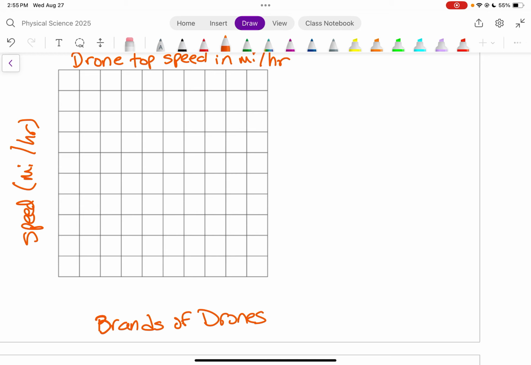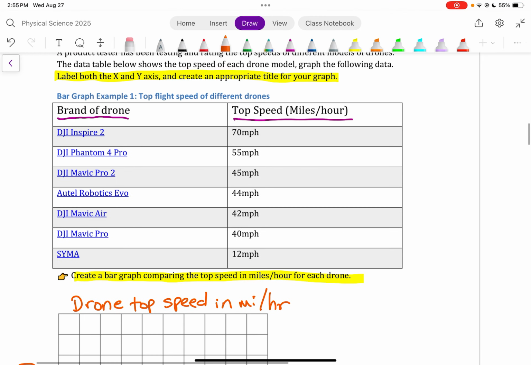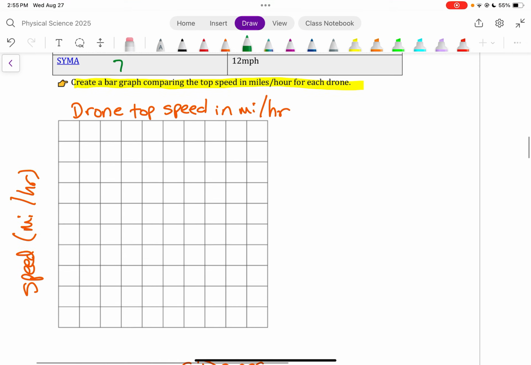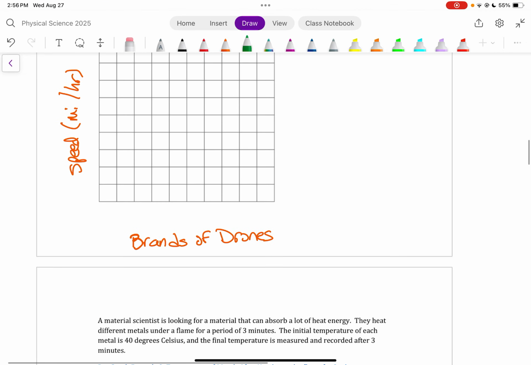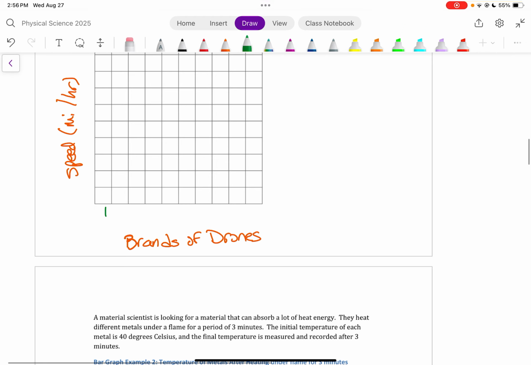Now in terms of axes, I've got to do a little bit more labeling. Notice I've got all these names of drones. I don't want to actually put all of those names there, so I'm going to simplify things. Watch what I'm going to do. I'm just going to give them numbers 1 through 7. Rather than having to write the DJI Inspire 2, I'm just going to number it 1, 2, 3, 4, 5, 6, 7. So I've got my 7 drones, and I didn't have to write all those names, and that's okay to do.